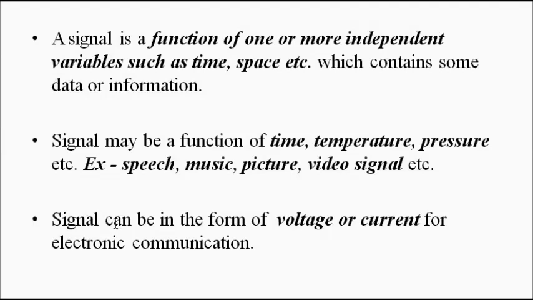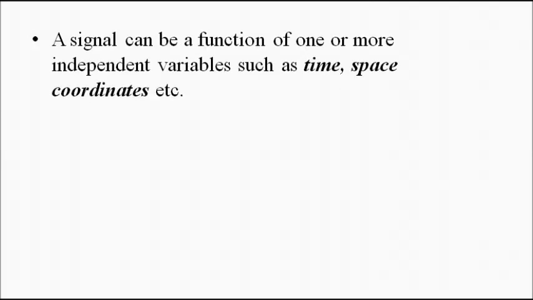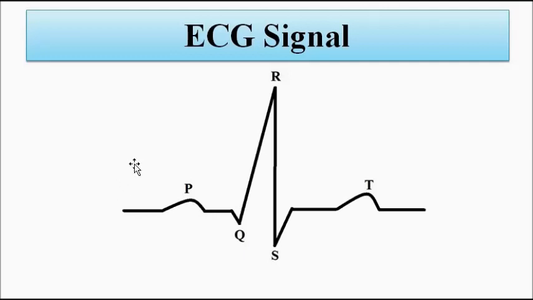But for the purpose of electronic communication which we are discussing, any signal in whichever form it is has to be in electrical form, that is, it has to be converted into voltage or current. For that purpose specific transducers are used which convert the non-electrical signals into electrical form. Okay, so the signals can be one dimensional like speech, music, computer data, two dimensional, for example picture, three dimensional such as video.